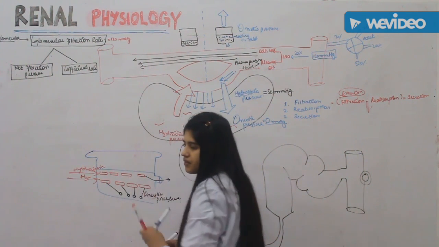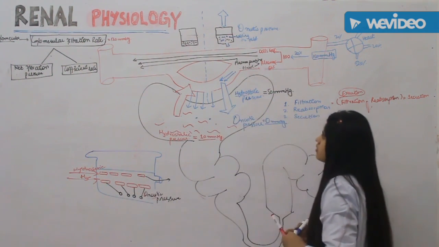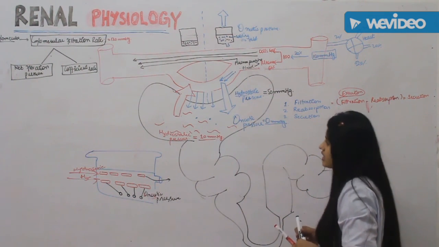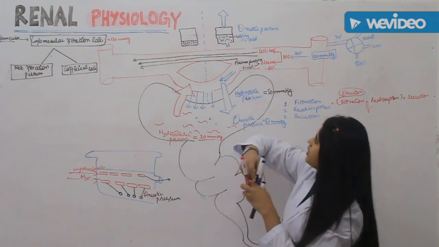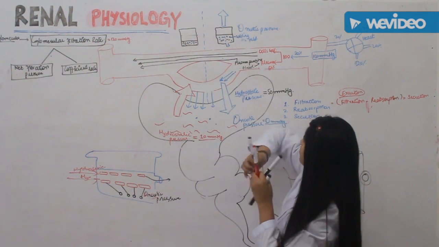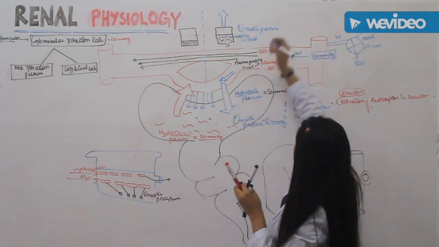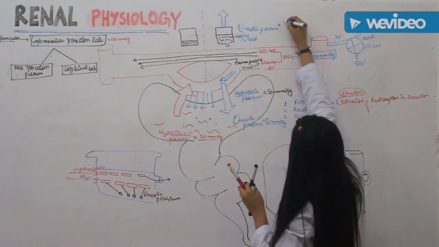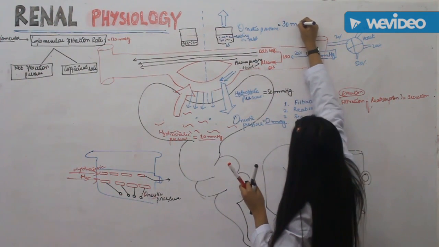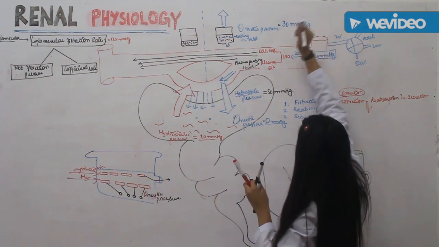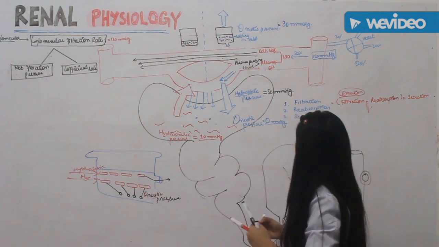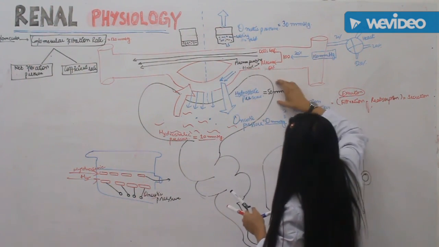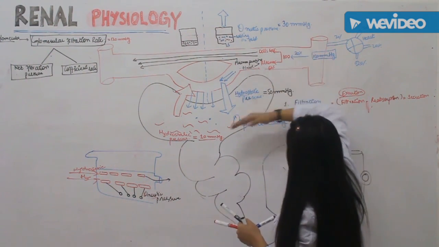So hydrostatic pressure must be greater than oncotic pressure. That's why we are saying that here the oncotic pressure is 30 millimeter of mercury. So there is a difference between 50 and 30. 50 is greater, so the fluid comes out.